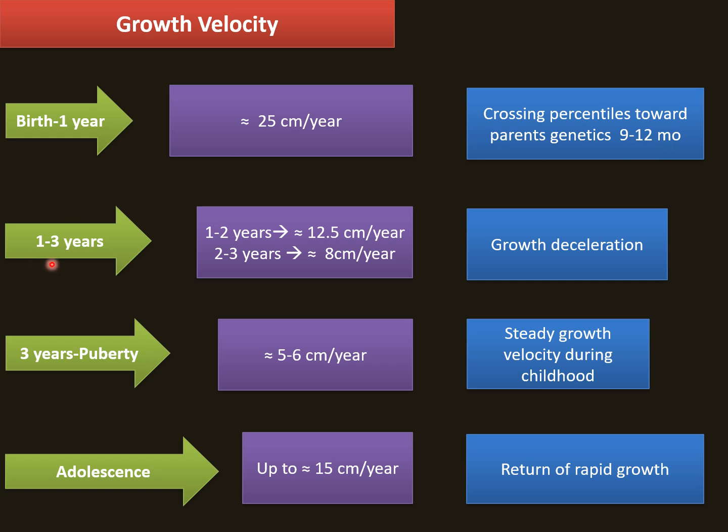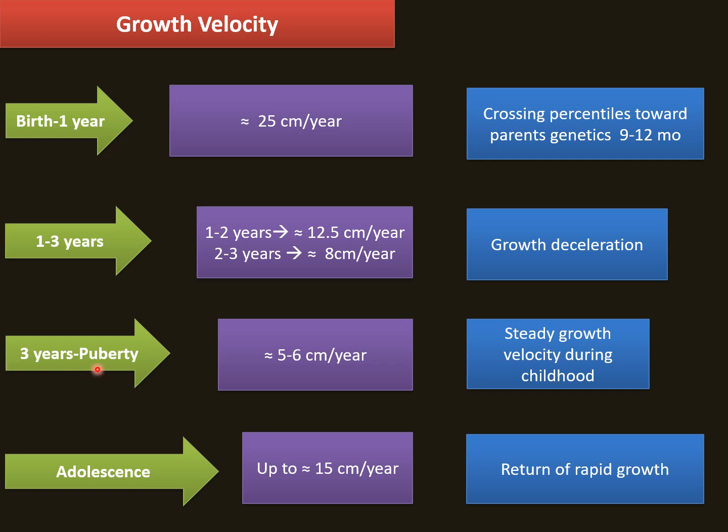And between 1 and 3 years, the growth rate starts to slow down. Between 1 and 2 years, you will see the linear growth rate is half of the first year, about 12.5 centimeter per year. And between the second and third year, the growth rate is about 8 centimeter per year. And this is what is well known as growth deceleration.